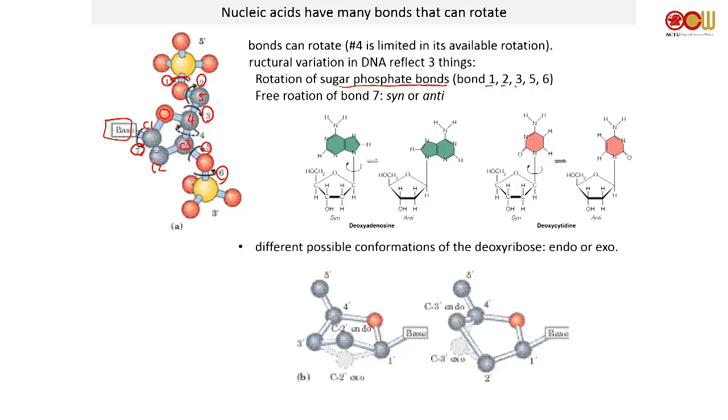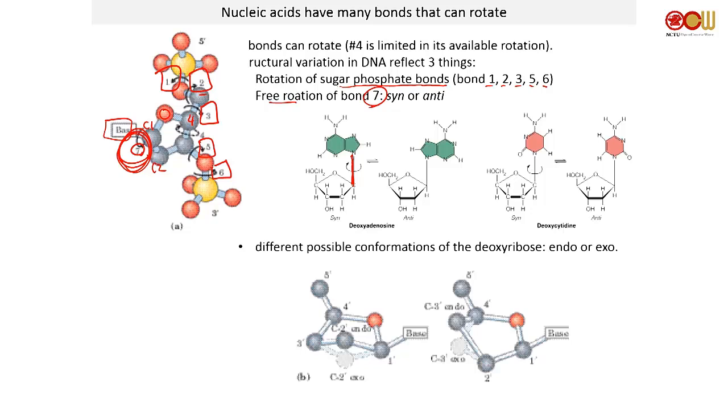Now, you have rotation of the sugar phosphate bonds, so bonds 1, 2, 3, 5, 6. Where are they? 1, 2, 3, 5, 6. So along the backbone of your DNA, you have rotation. No problem. They can get good rotation. You also have free rotation of bond 7, which is this guy right here, the one that connects your C1 carbon to the nitrogen base. That can also rotate.